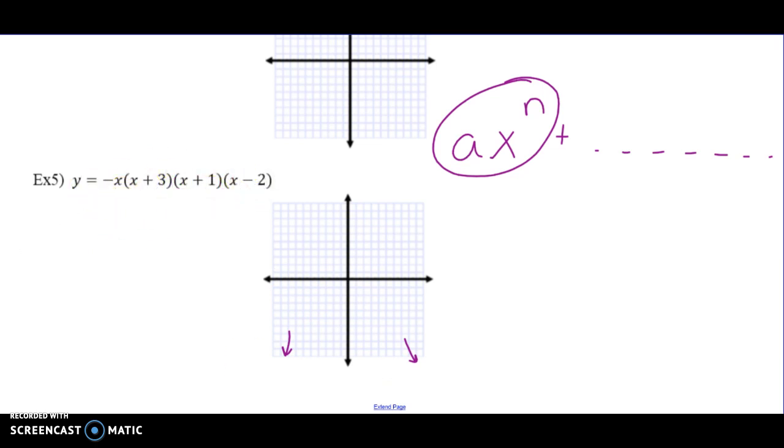And now we just have to determine, are we going to bounce or are we going to cross when we go on our little roller coaster ride? Do any of these bounce? No, they're all going to be cross. So let me get these x-intercepts back on here. We had 0, -3, -1, and +2. So we're going to go on our little roller coaster ride. We're going to cross, and you should end down.